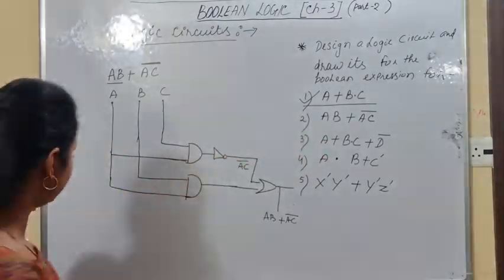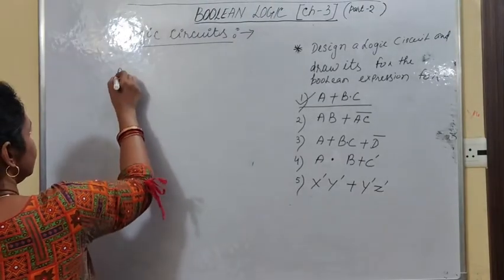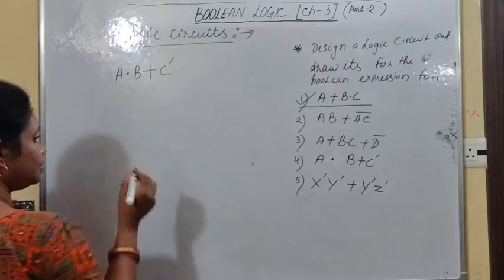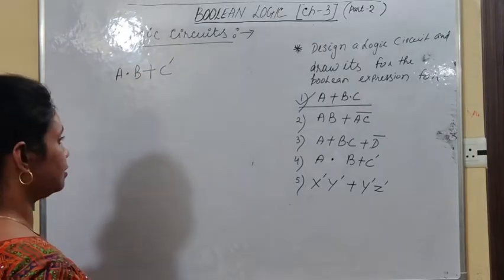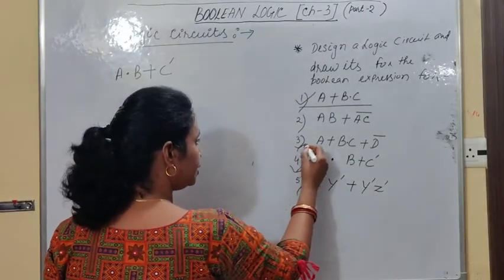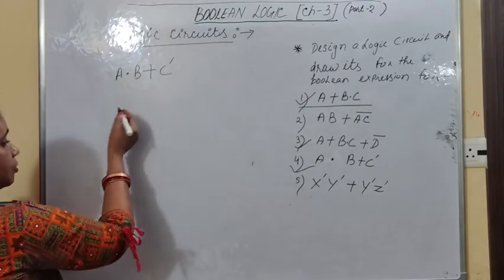Now we will discuss the third question. A dot B plus C bar. Right students, A dot B plus C bar or C dash. C dash is also known as C bar. Right students, this is our question number 4. Hope you can do question number 3. Also A plus B dot C plus D bar. So this is your question number 4, students.